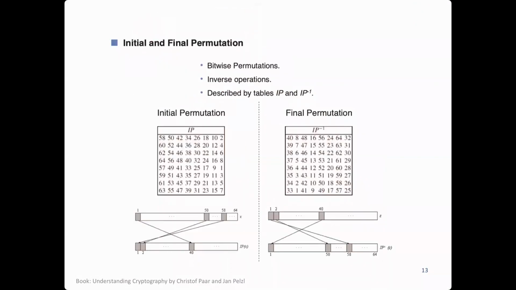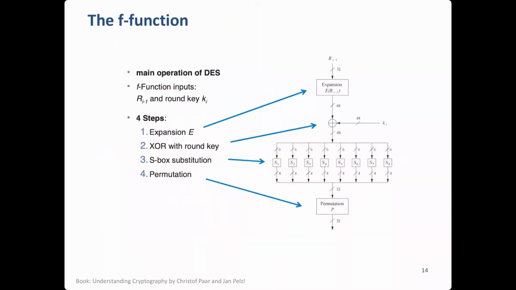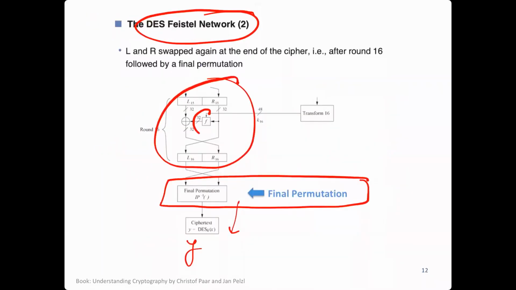These two diagrams talk about the initial and final permutation. There's nothing great about it. For example, the first bit becomes the 58th bit, the second bit becomes the 50th bit, and so on and so forth. And then we have seen there's something called the F function.